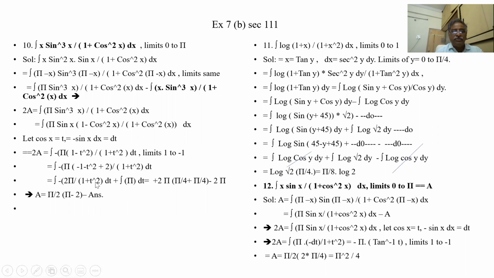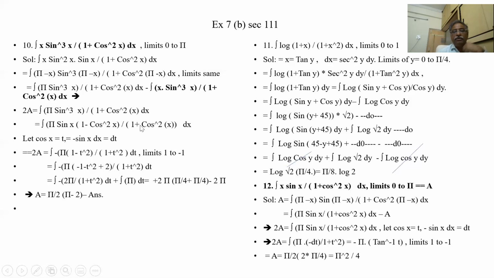So 2 pi into the integral of 1 by 1 plus t square is tan inverse t, and the integral of pi dt is pi t. So this is tan inverse t with limits 1 to minus 1. How have the limits 1 to minus 1 come? See, cos x is equal to t, and the limits are 0 to pi. Cos 0 is 1, cos pi is minus 1. So the bottom limit is 1 and the top limit is minus 1. So when you do this, tan inverse 1 is pi by 4, minus tan inverse 1 is pi by 4. So pi by 2 we are getting here, minus 2 pi. So pi by 2 into pi minus 2 is the answer.